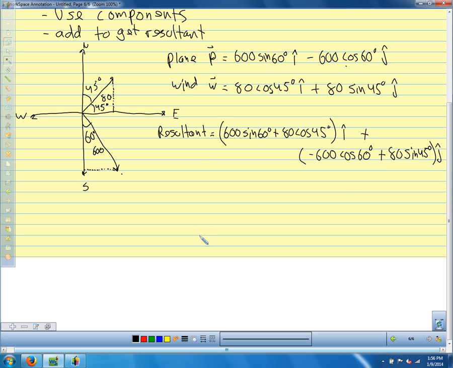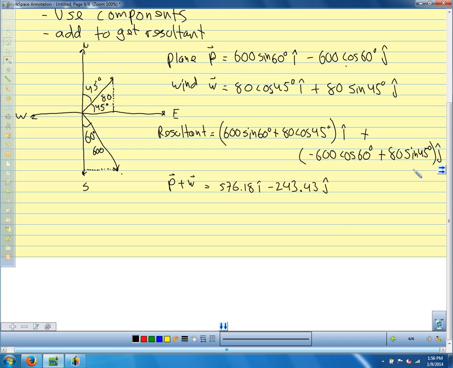So I'm going to say that our resultant, p plus w, when I plug this into my calculator and calculate this all out, I get 576.18 i hat minus 243.43 j hat. And this is where I messed up in the other class, because I forgot this negative sign and I added these two together instead of subtracting this. So there's our resultant vector.